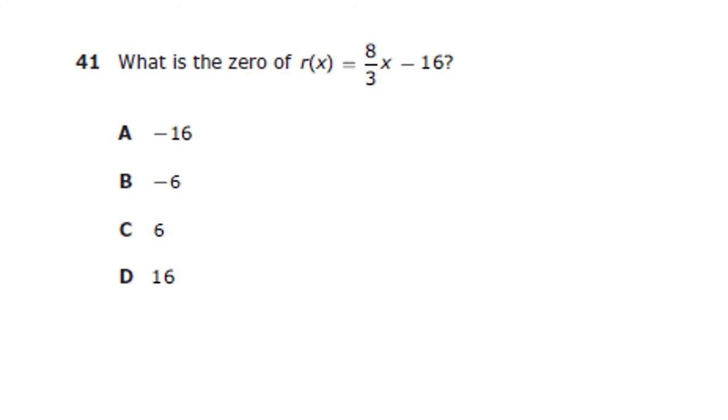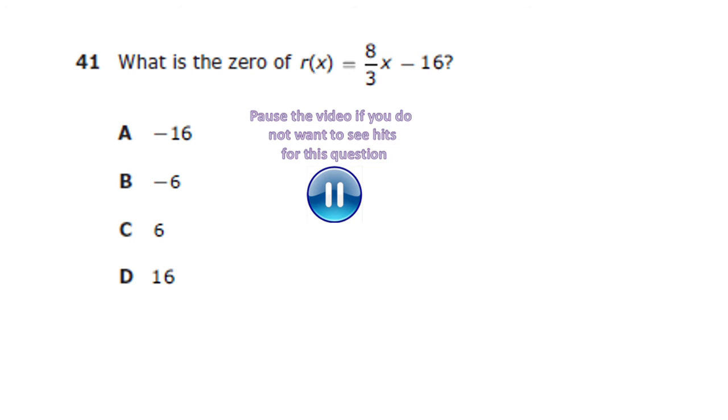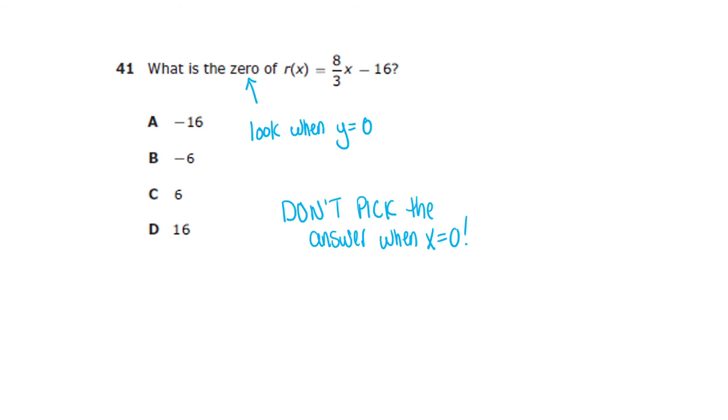All right, last question for today. We're talking about a zero of a function. We talked about zeros on day 9. Your hints. First off, r of x is the same thing as y equals, and a 0 is when y equals 0. So all you need to do is use this equation and look when y equals 0, not when x equals 0. This is the trap that they'll try to do for you.